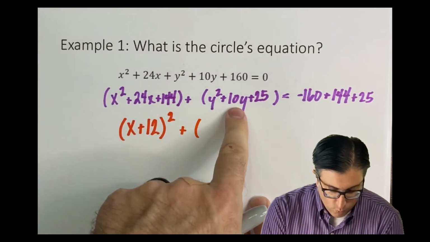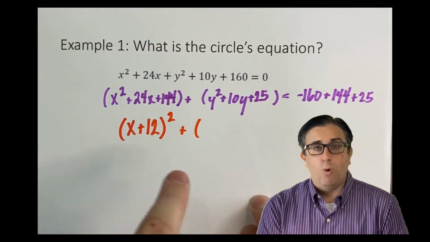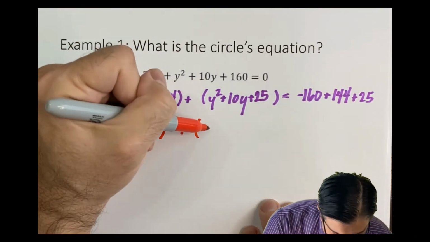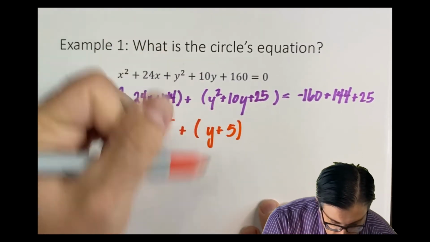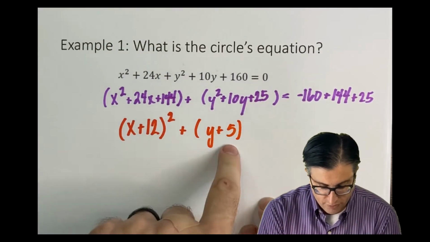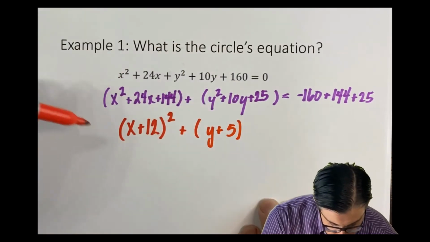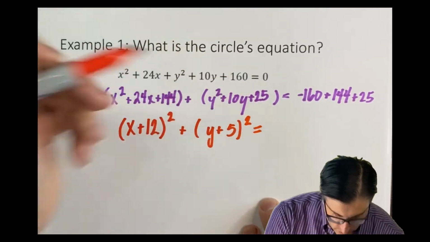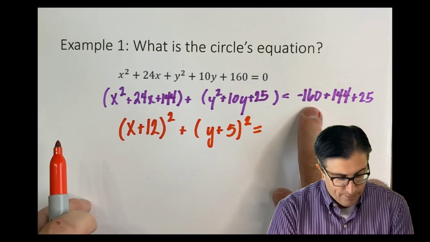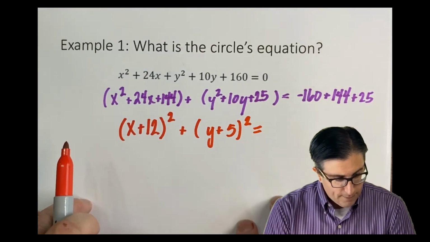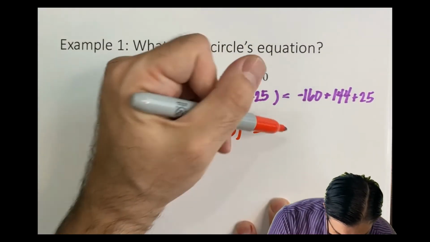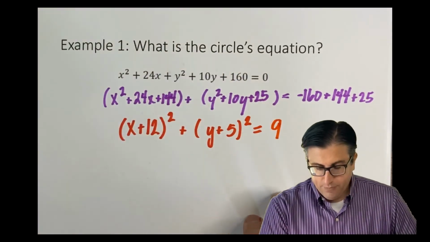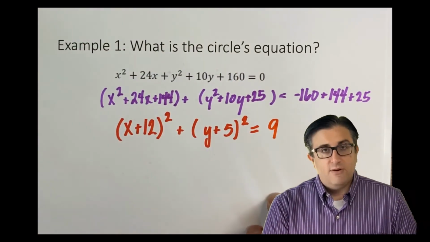Plus, what times what is 25, but what plus what is 10? Well, the answer to that is a positive 5. 5 times 5 is 25. 5 plus 5 is 10. So that's squared. And that equals negative 160 plus 144 plus 25. When you add those up, you get the answer of 9. Well, that is the equation of a circle.